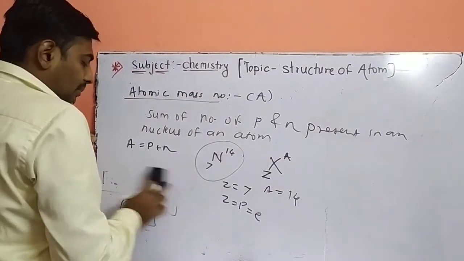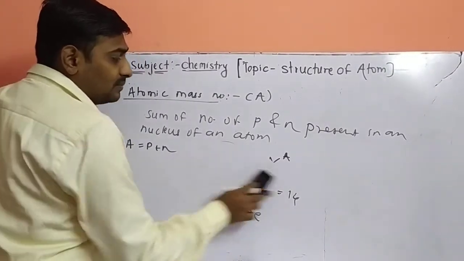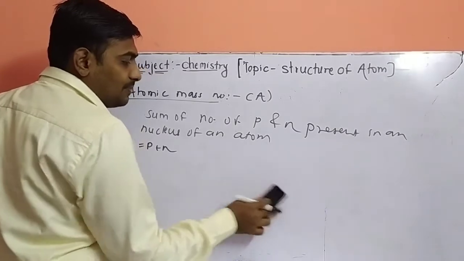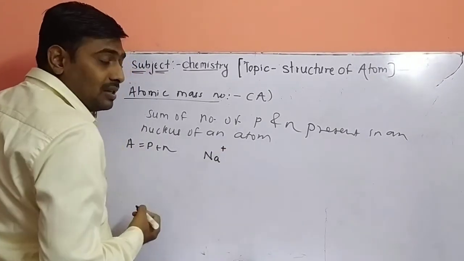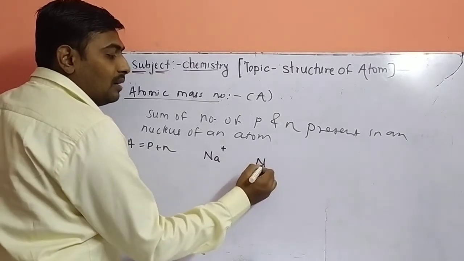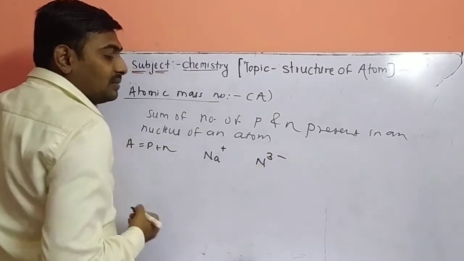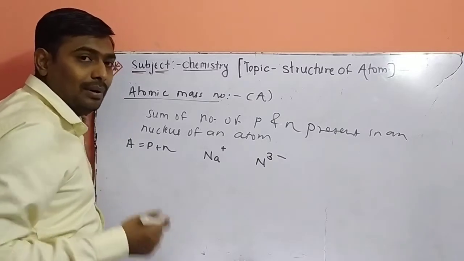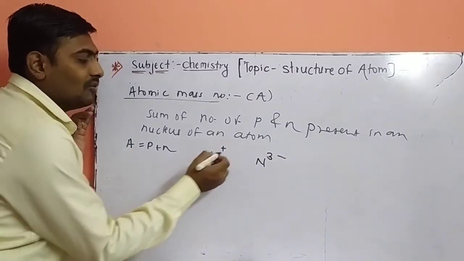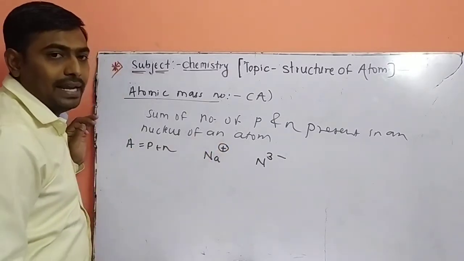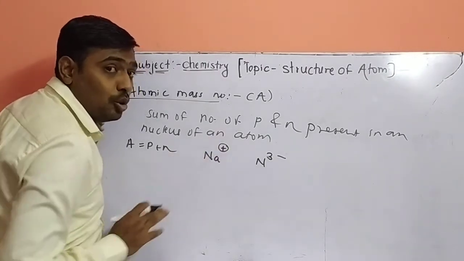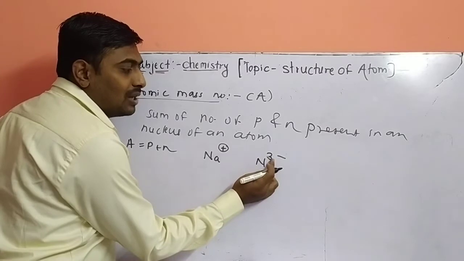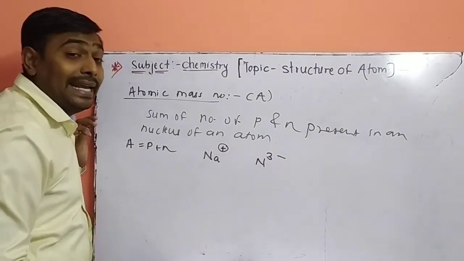Sometimes a charged species is given, like sodium with a plus 1 charge, or nitrogen with a 3 minus charge. At that time, how will you calculate the neutrons? What is meant by a plus charge in any ion system? Plus charge means electrons are lost. And what is meant by a negative charge? Negative charge means electrons are gained.